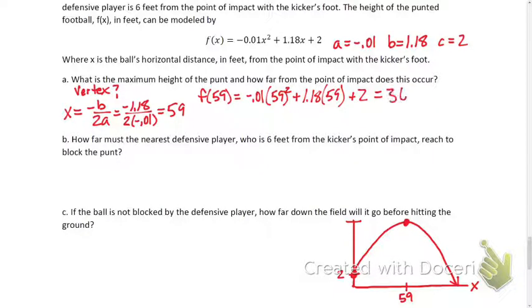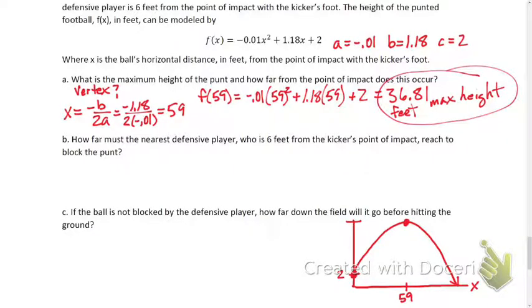And we get 36.81. So this is the max height. So there's one answer, first question. And here's our distance. So we can label that. This is 3681. All right, let's keep going.